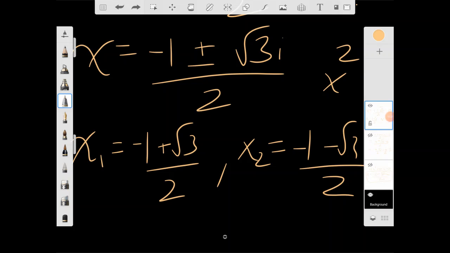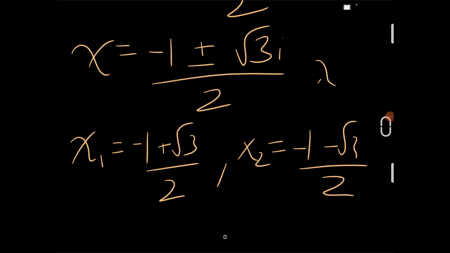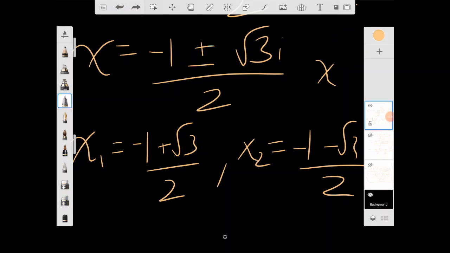Suppose we had a cubic equation, that is, an equation that has x cube in it. The maximum degree is 3, so there will be 3 roots. Suppose it is a linear equation, that means x to the power 1. Then since the degree is 1, we will have only one root.